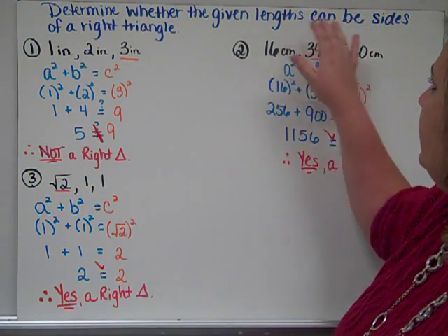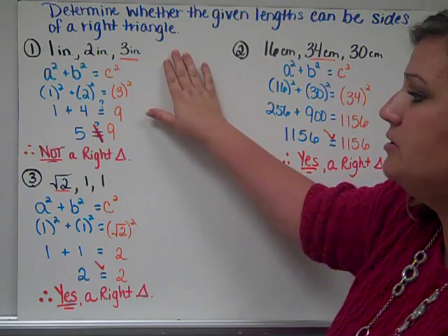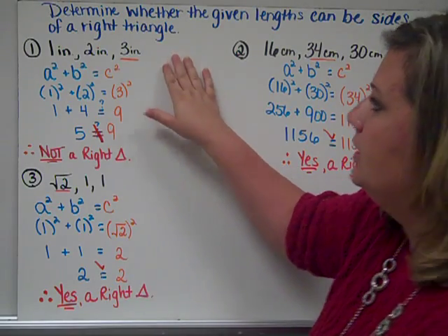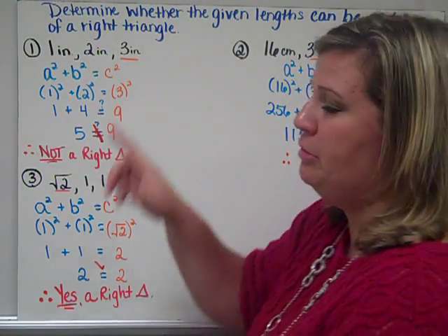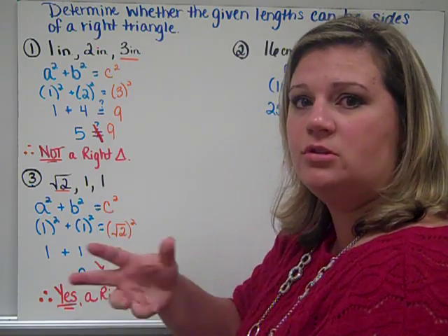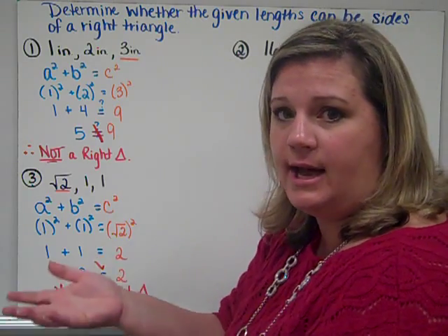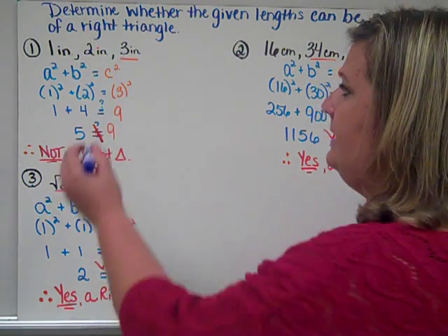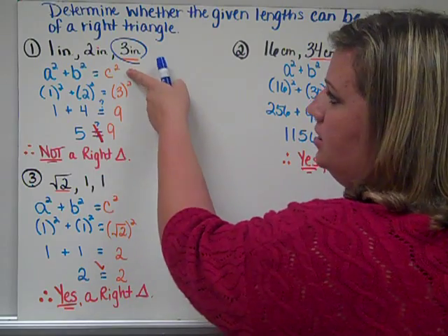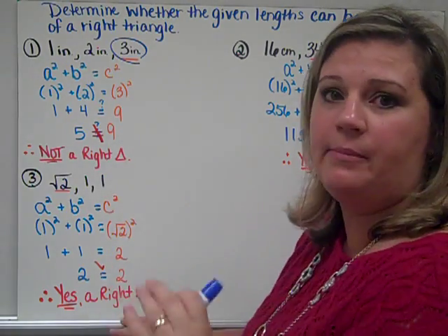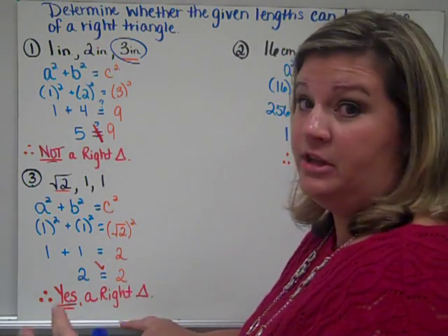Determine whether the given lengths can be sides of a right triangle. So let's go ahead and practice the converse of this. So here's 3 side lengths. And remember, I have a, b, and c. So out of those 3, your hypotenuse, your c, is always going to be your longest side. So when I see these 3 side lengths, I know that 3 is going to be represented for my c. That is my hypotenuse length in theory.